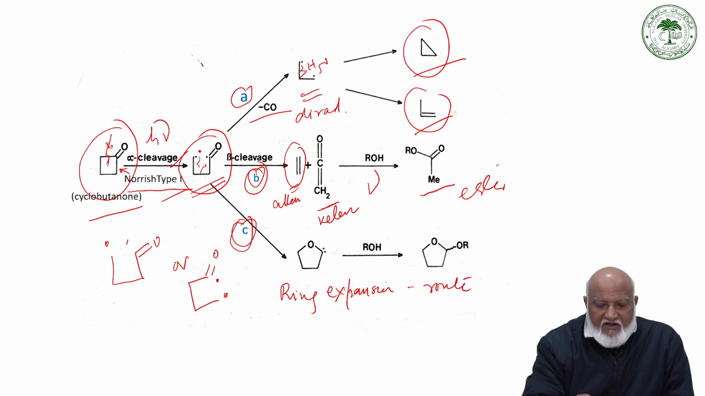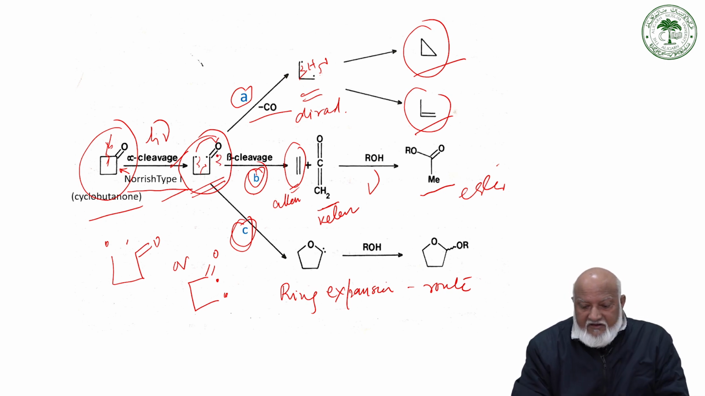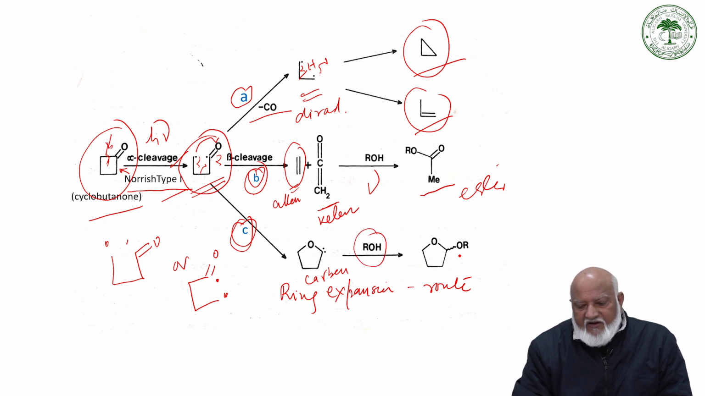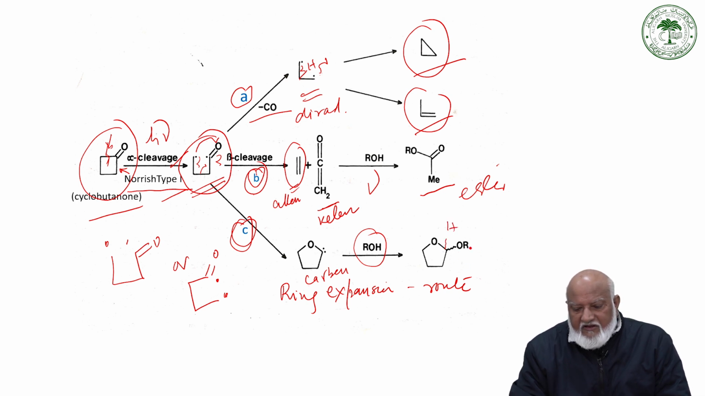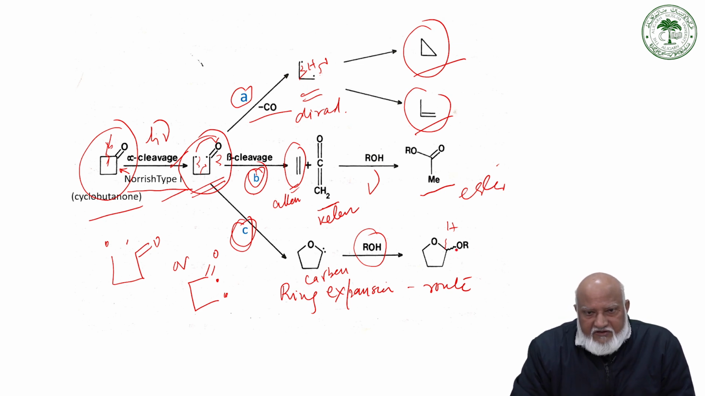Ring expansion route. This radical can attack on this, and then this gives rise to carbene as the intermediate. And then this carbene, in the presence of an alcoholic solvent, can give again the HNOR. So this is the third route for the photoreaction of cycloalkanone.